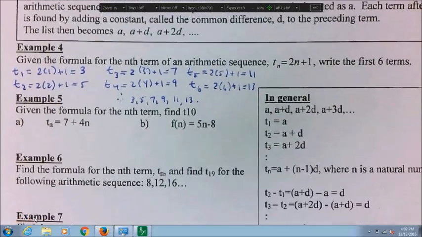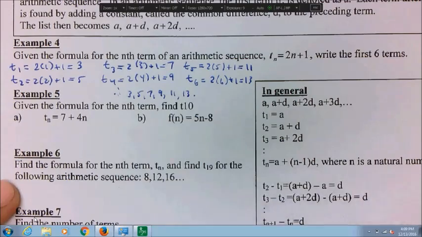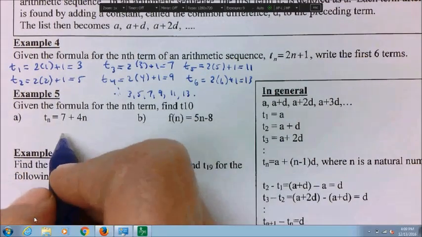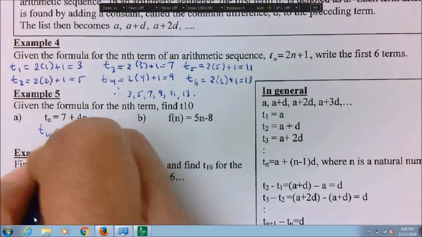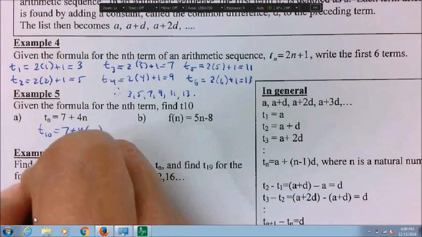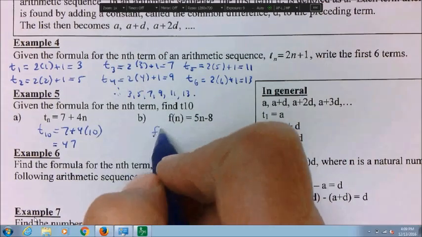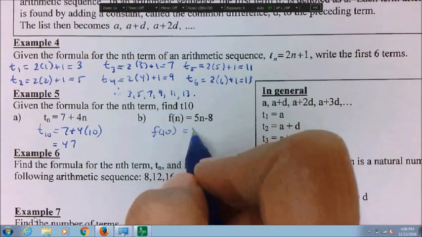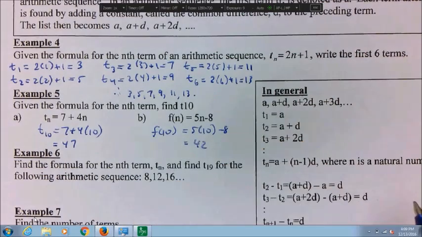Okay. Next one, they said given the formula for the nth term, find T10. So same thing, they want you to find the 10th term, so we're going to sub in 10 for n, so T10 is equal to 7 plus 4 times 10, which is 47. Okay, and then with function notation, same thing, it would be f of 10 is 5 times 10 minus 8, which is 42.